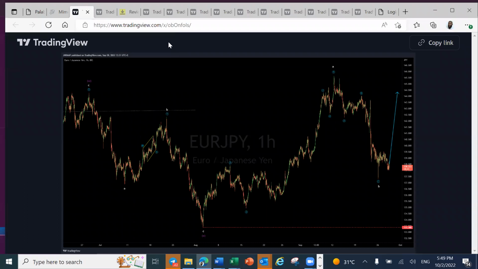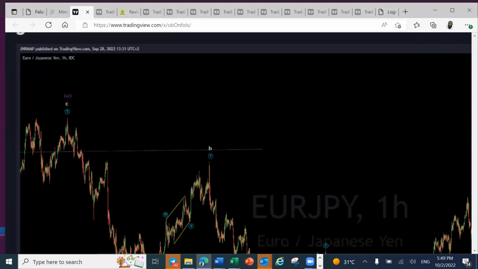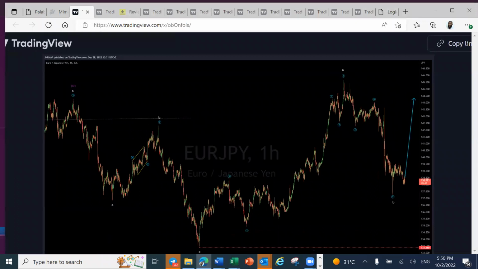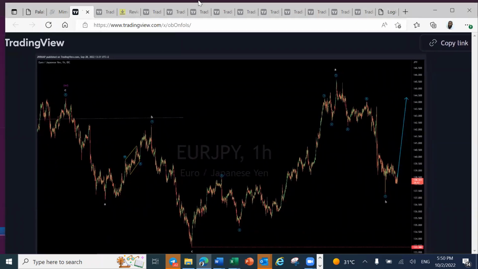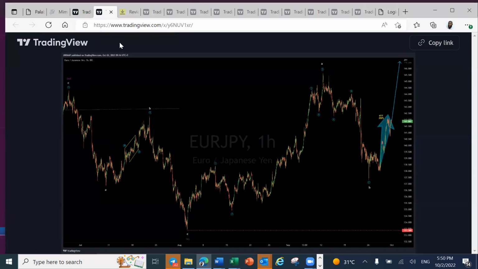So this was the euro yen pair where we were forecasting upside here. This was on the 28th of September, so this is the trade from just the last week. Let's have a look at how this one played out. It has already made 411 pips. Is this a three-wave move or is it still going to continue? We're going to look at that shortly.